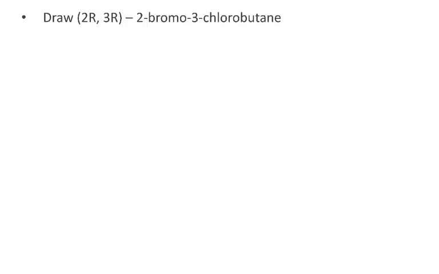Okay, here's another type of example where they want me to draw 2R, 3R-2-bromo-3-chlorobutane. So both carbon atoms 2 and 3 are going to be chiral centers, and they both need to be R. So I'll start by drawing butane. Then I need to put in the bromine and the chlorine. The bromine should go here, the chlorine should go here. What I usually do is just put them in as solid wedges, figure out which stereoisomer I have, and then swap it if it's wrong.